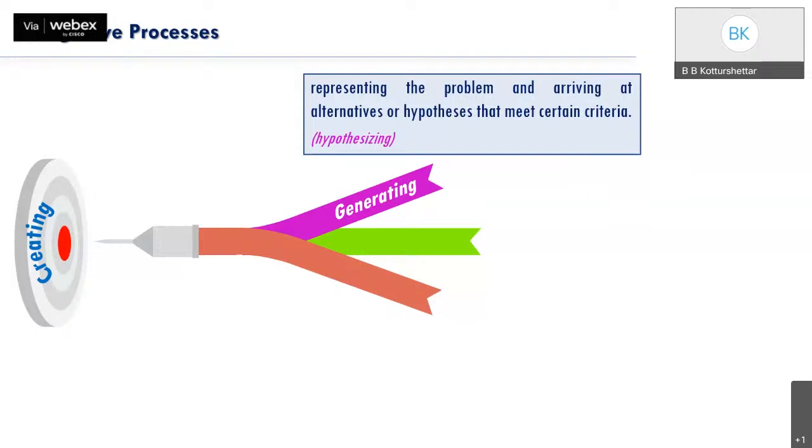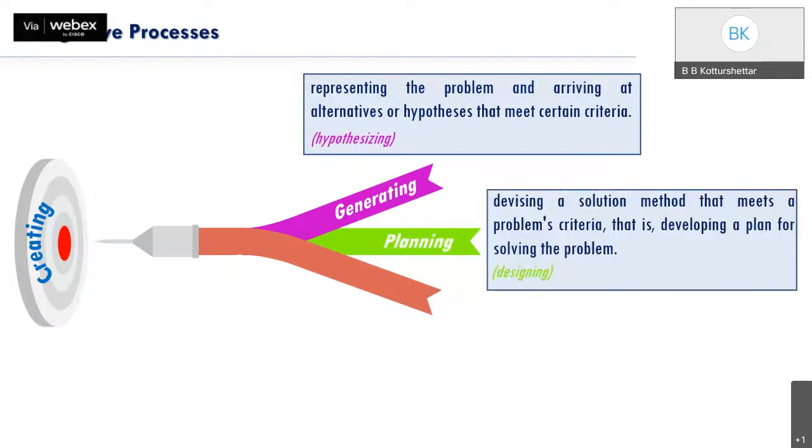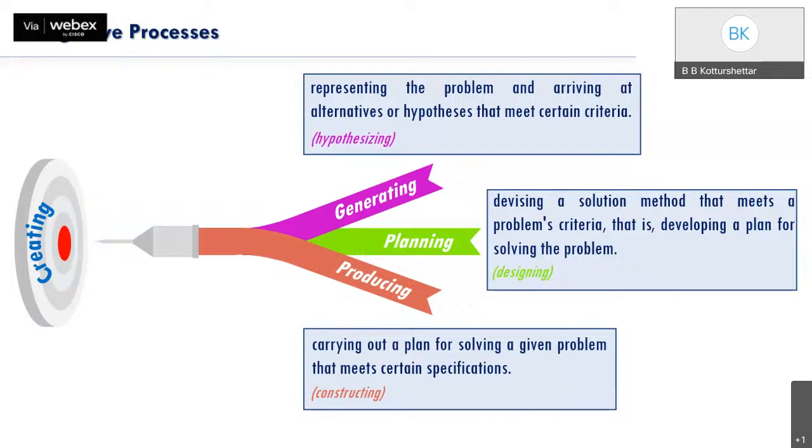I'll answer each of your questions a little later. Generating is representing the problem and arriving at alternatives or hypotheses that meet certain criteria. We can also use the term hypothesizing. Next is planning, that is devising a solution method that meets the problem's criteria. It is coming up with a solution method, right? So basically design. And actual construction is producing. Producing is carrying out a plan for solving a given problem that meets certain specifications.